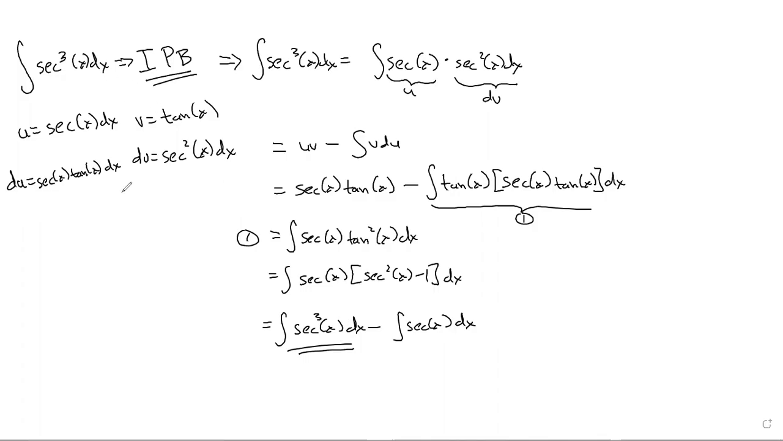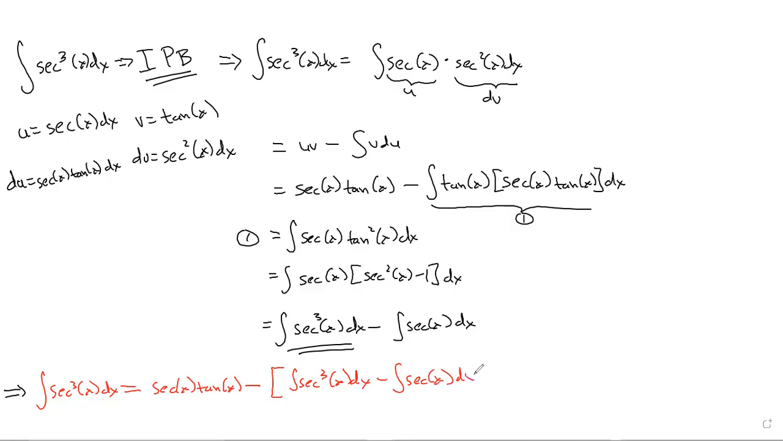Okay. So what we have, and I'll put it up here in red, is the integral of secant cubed of x dx is equal to our product, secant of x, tangent of x, minus this result here, the integral of secant cubed x dx minus the integral of secant of x dx. So we have secant cubed of x on both sides now.